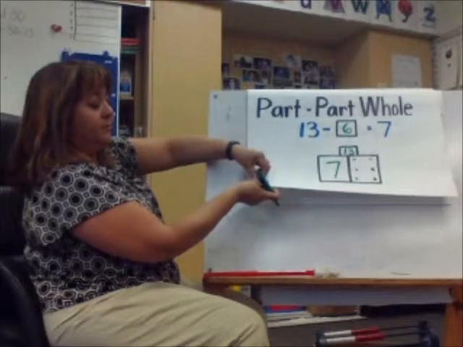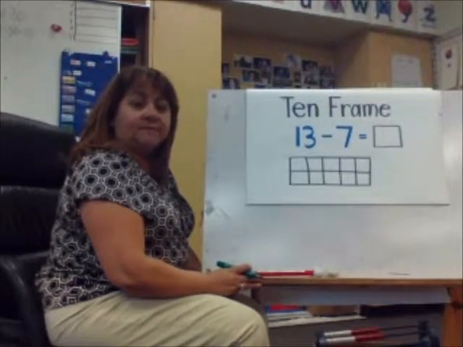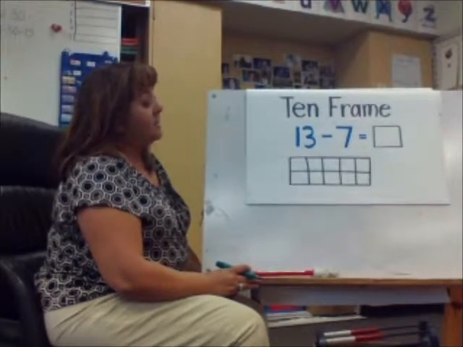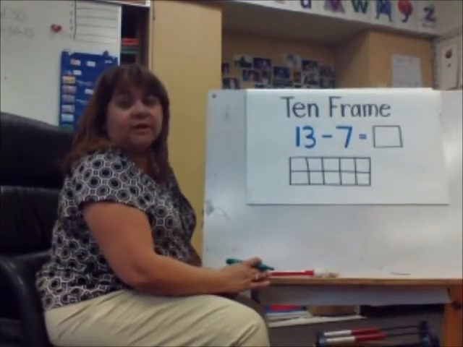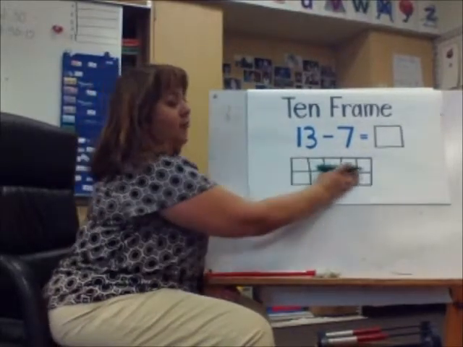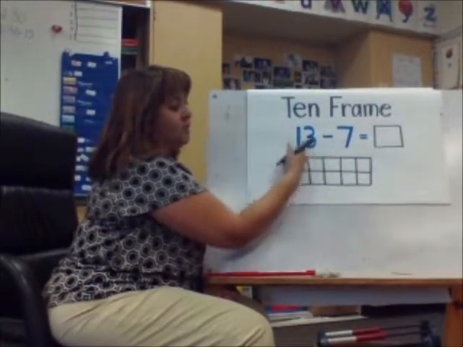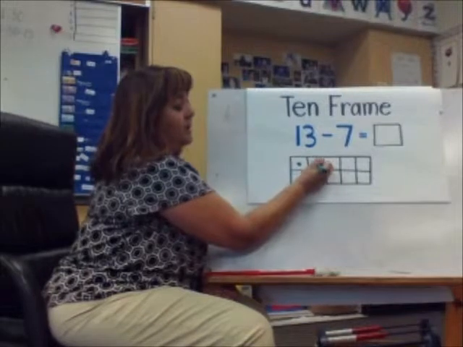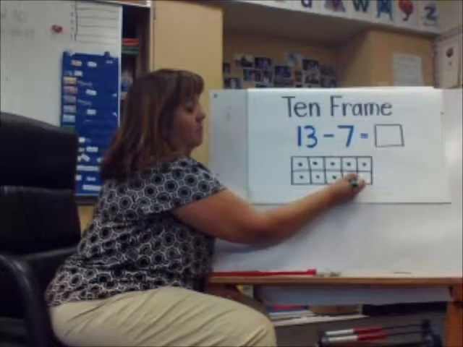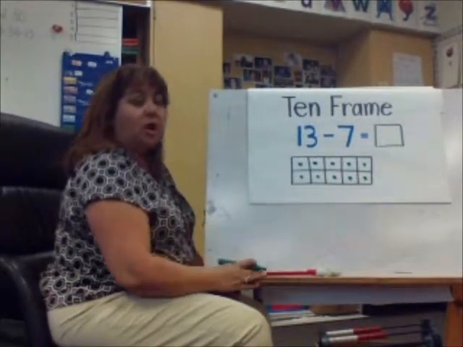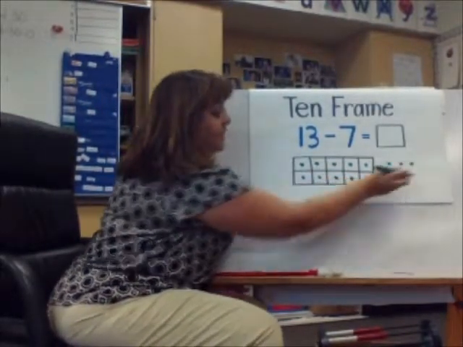Finally, our last solution is that we will use a 10 frame. Now, it's not often that we use this. It takes a lot of time to draw this, but for the students that need it, it can be a very useful tool. We know that whenever we see this filled in, it's automatically 10. So we start by telling them, let's fill it in, put one dot in every part of the frame, and they'll know automatically that there's 10, 11, 12, 13.